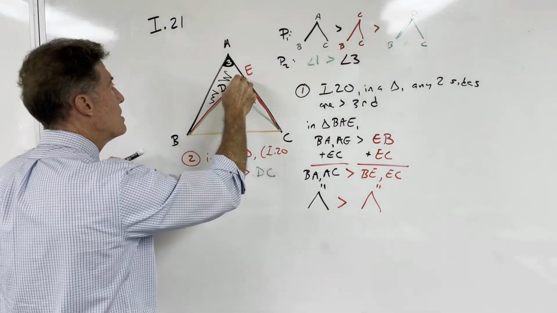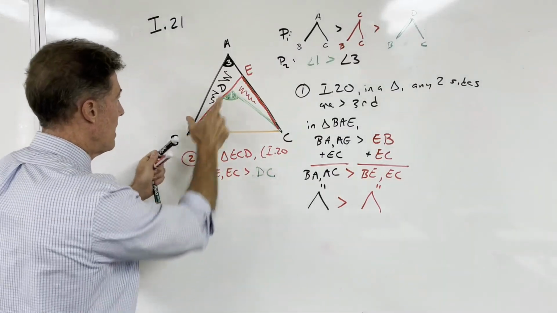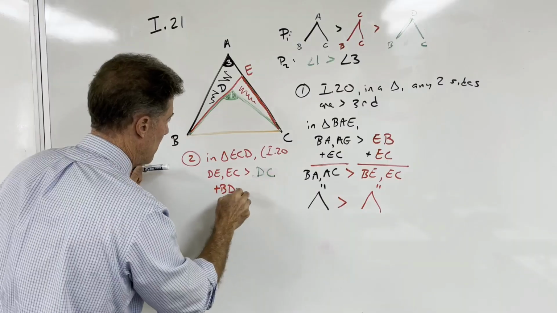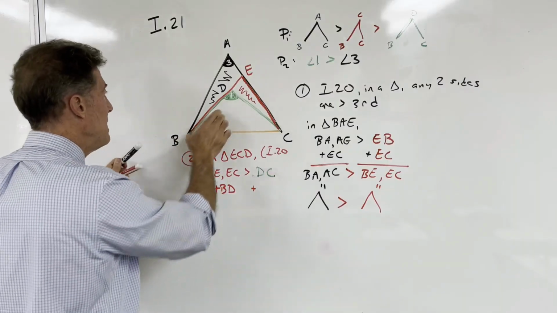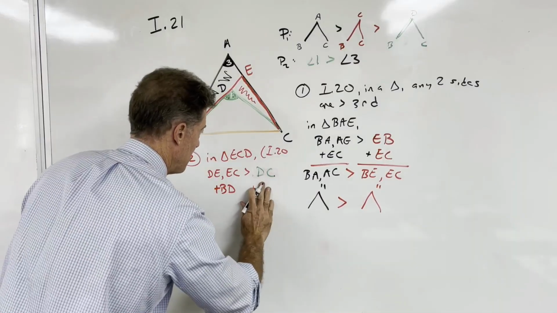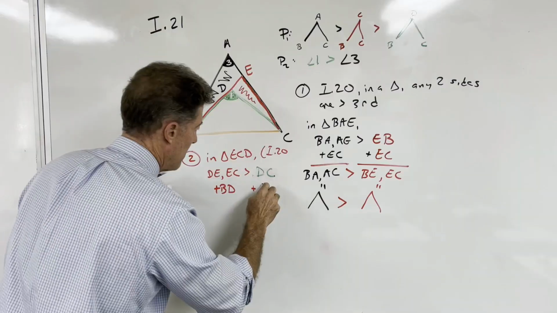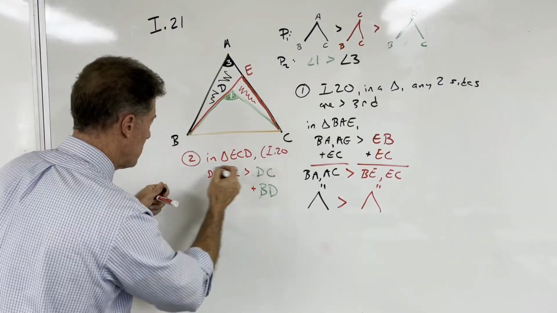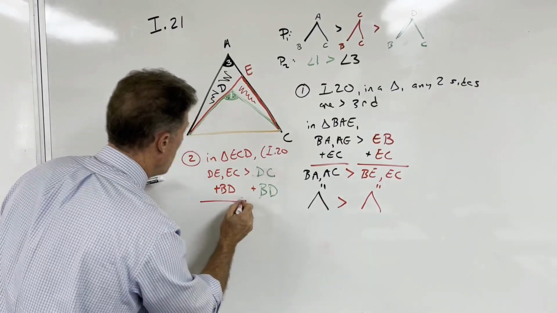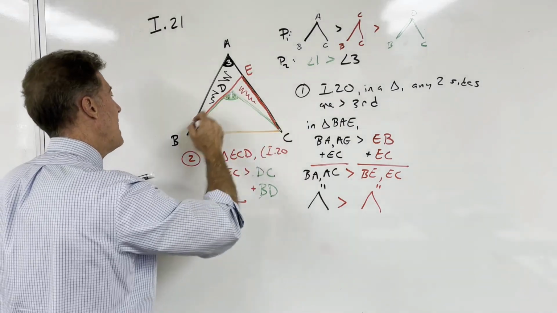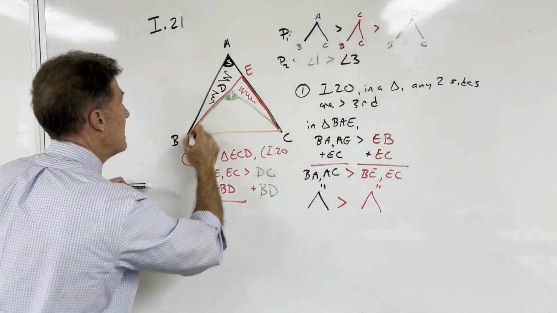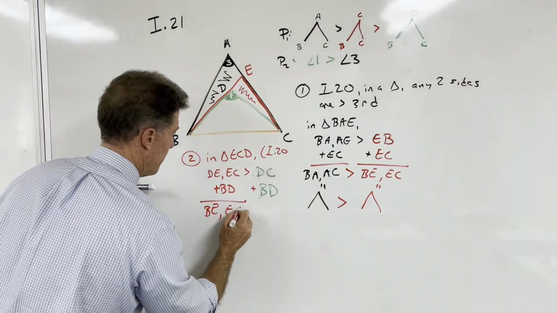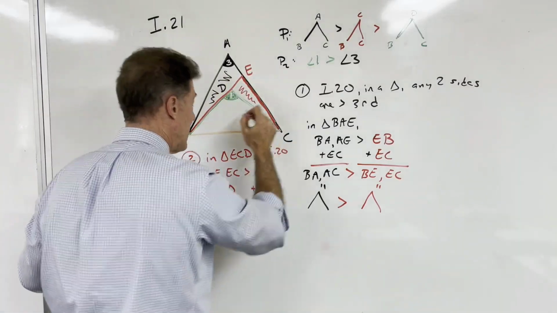All right, so let's add this remainder BD to this side, and we're going to add BD to the other side too. And it's going to preserve our inequality. We're adding equals to unequals, and so it's going to preserve our inequality. Well, if we take DE, EC, and BD together, we're going to get BE and EC, which again is just simply our red legs.